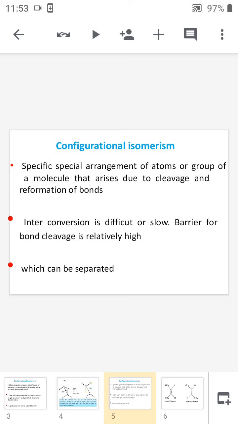And the next point is, due to these changes, the structures obtained are interconvertible, but it is very difficult, and this interconversion is very slow, and the barrier between these two structures is very high.